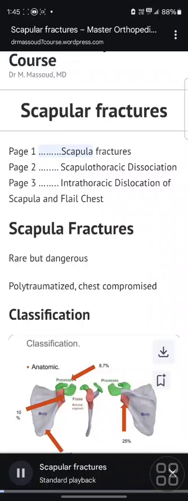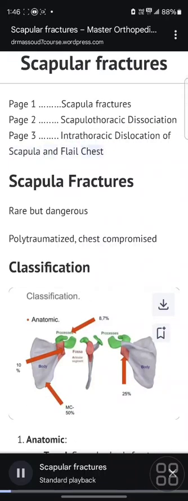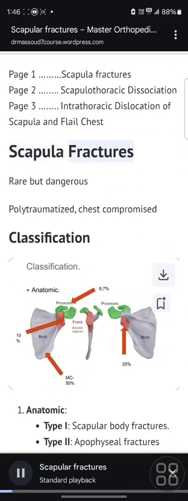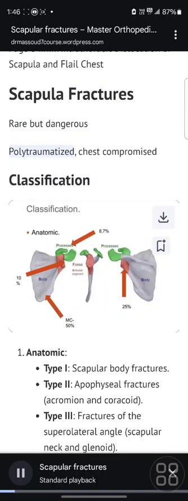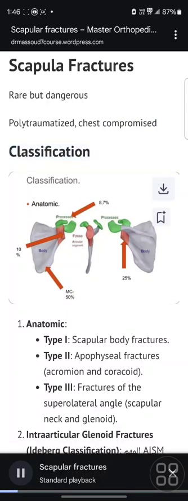Page 1, Scapula fractures. Page 2, Scapulothoracic dissociation. Page 3, intrathoracic dislocation of scapula and flail chest. Scapula fractures: rare but dangerous. Polytraumatized, chest compromised. Classification. 1.